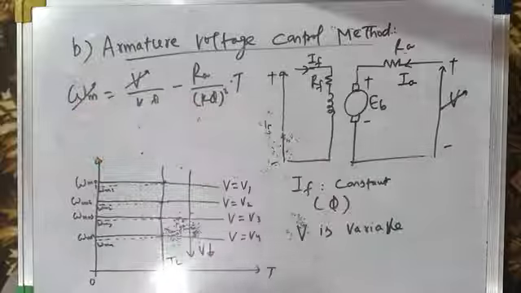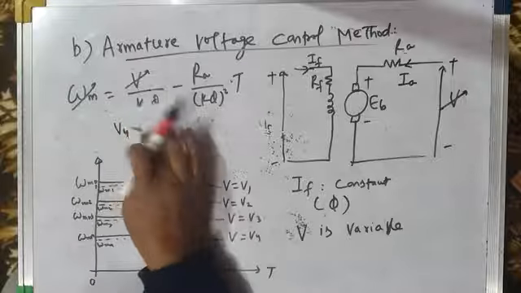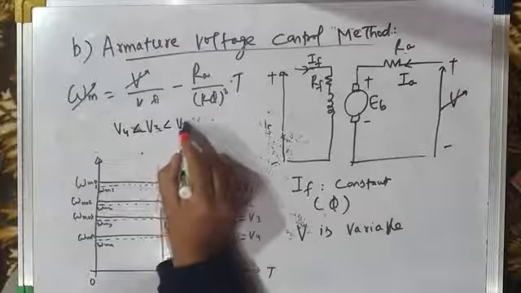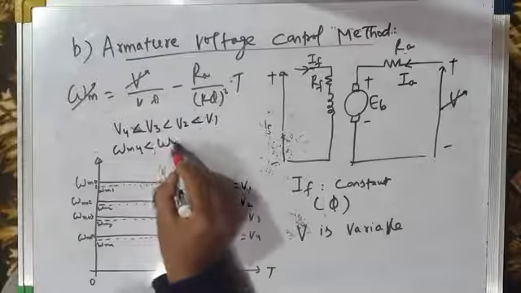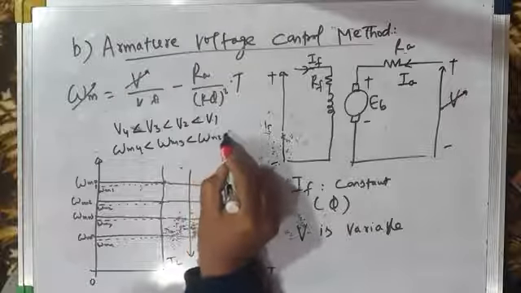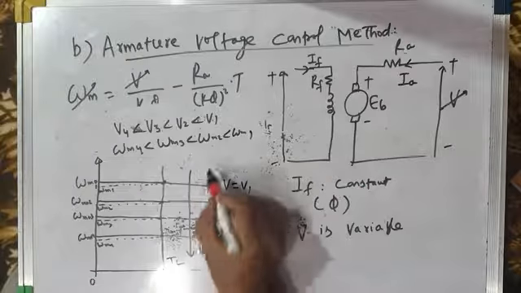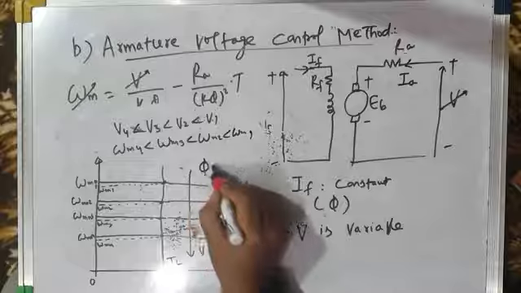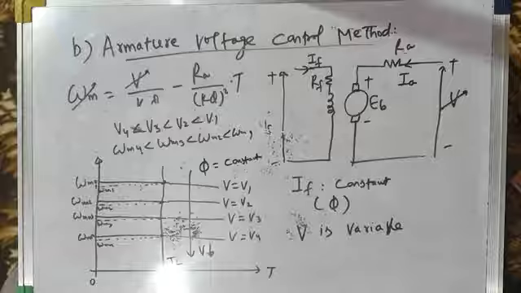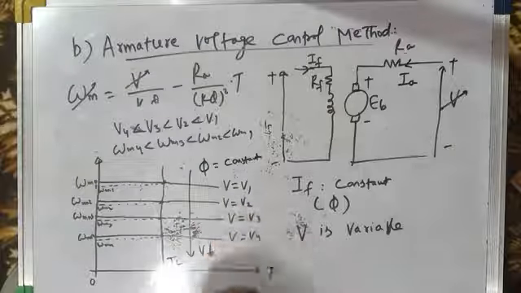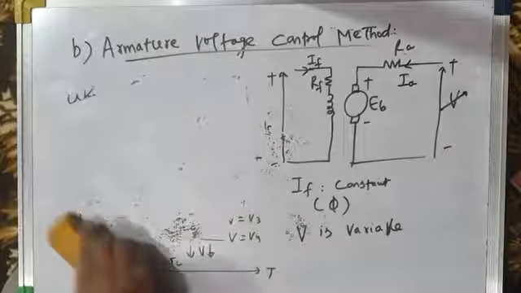So in this method, what we are doing, V4 is less than V3, less than V2, less than V1. So obviously omega m4 is less than omega m3, less than omega m2, less than omega m1. So as voltage is changed, the speed changes. But remember, when you change the voltage, you have to ensure that field flux is constant. So in this case, you have to maintain field flux constant. By controlling the armature voltage, you get controlled speed. You get a wide range of speed control.